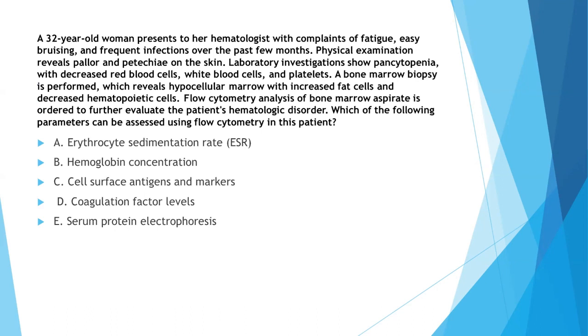A bone marrow biopsy is performed, which reveals hypocellular marrow with increased fat cells and decreased hematopoietic cells. Flow cytometry analysis of bone marrow aspirate is ordered to further evaluate this patient's hematological disorder. Which of the following parameters can be assessed using flow cytometry in this patient? Erythrocyte sedimentation rate, hemoglobin concentration, cell surface antigens and markers, coagulation factor levels, or serum protein electrophoresis.